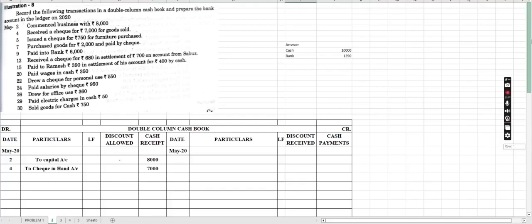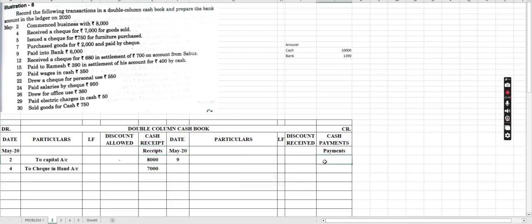Paid into bank 6,000 rupees. Now, paid into bank means we had cash in our hand that we have paid to the bank, that we need to record. That means cash is reducing from our hand. In bank, balance is increasing, right? So cash is reducing. How much cash is reducing? Reducing means credit side. That is payments. Okay, payments. Here it is receipts. Receipts.